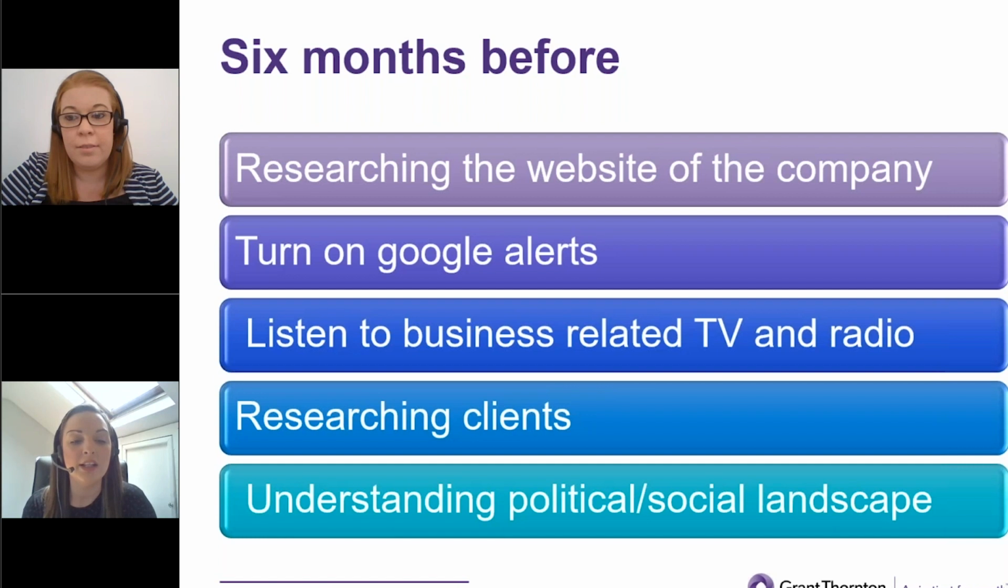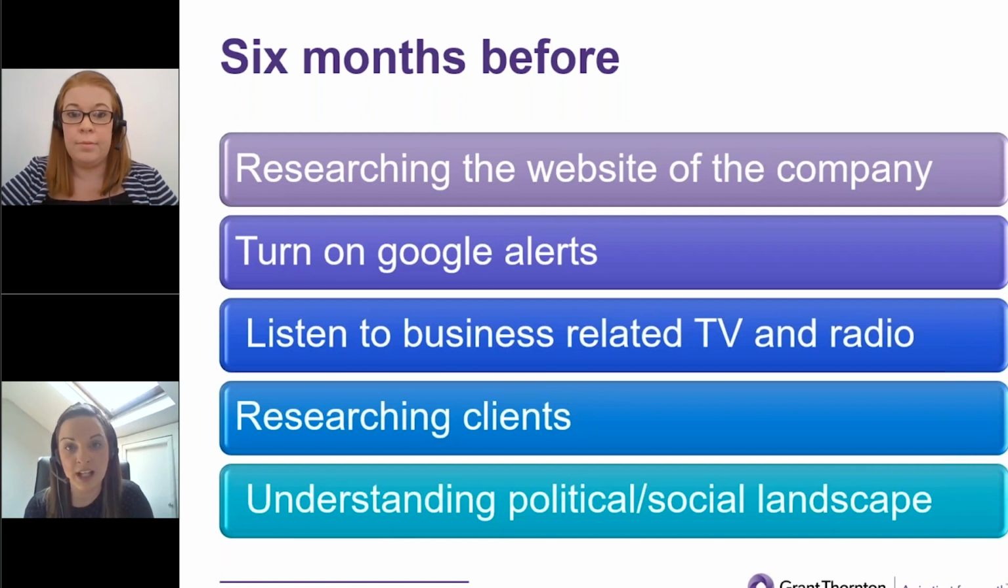The second point we're going to focus on is understanding the political and social landscape, as I mentioned. With this point, it is really important not to underestimate the impact that politics has on businesses and vice versa. Let's take Brexit, for example. That has had a massive impact on the way that businesses work in today's world, and also how businesses plan to work in the future.